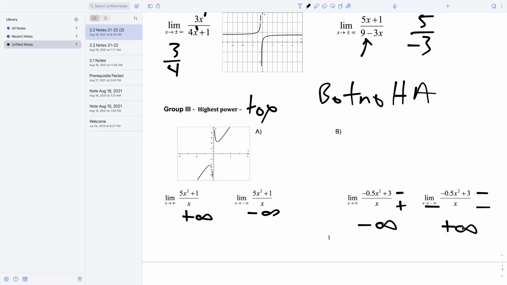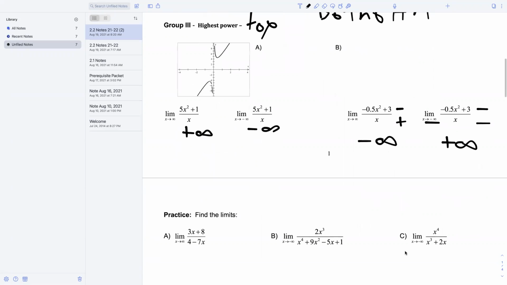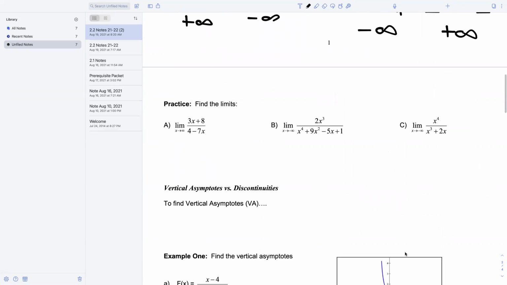Both of them the same coefficients. The mnemonic device, I don't care what you use, just get it right. All right, here we go, page 2. Page 2, A, B, and C. Do those for me right now, okay?